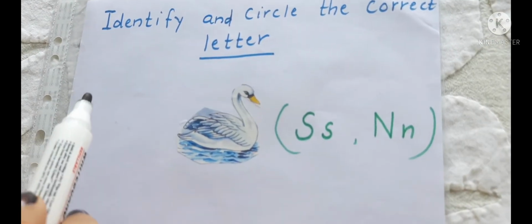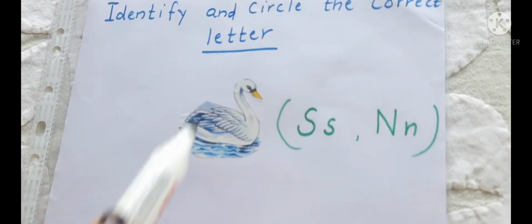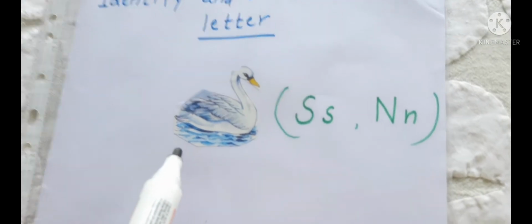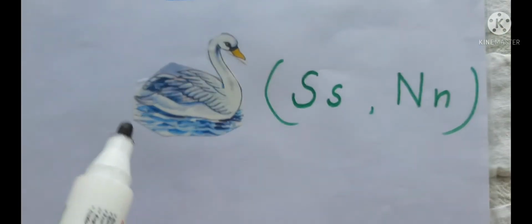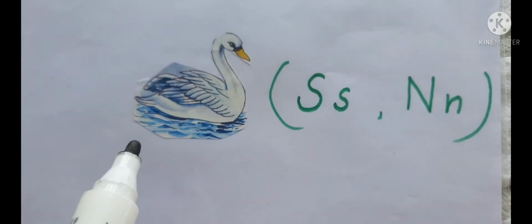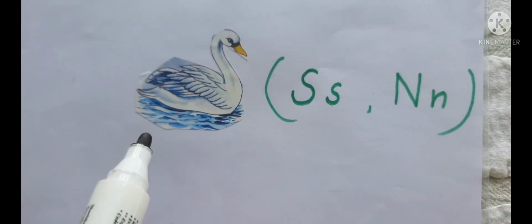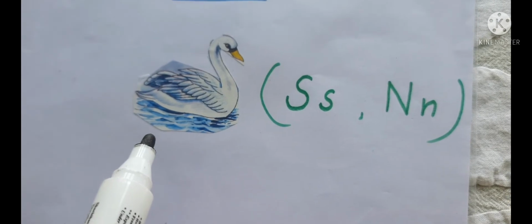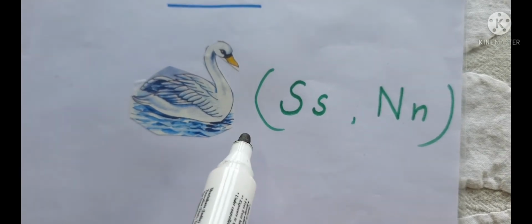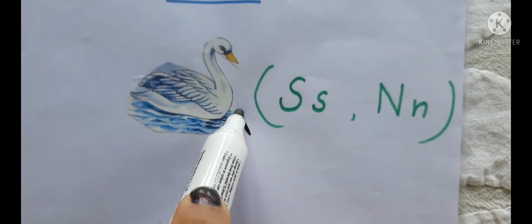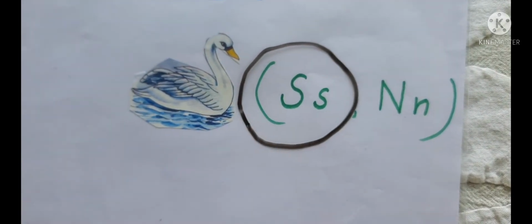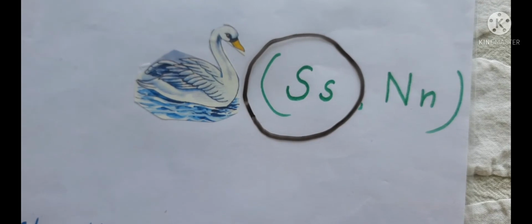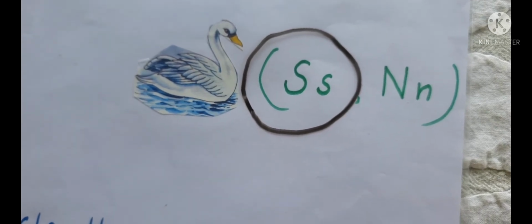Next question. Identify and circle the correct letter. What's this? Swan. Yes. Correct. Circle the correct letter. Yes. S for swan. S for swan. Repeat after me. Well done.